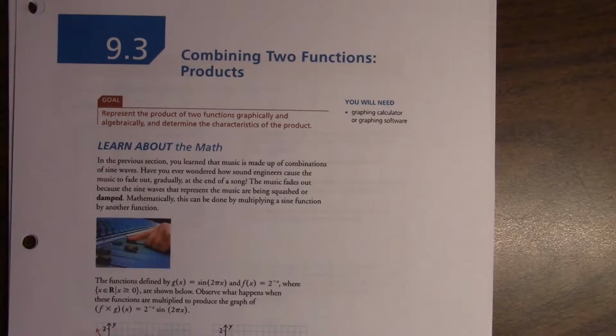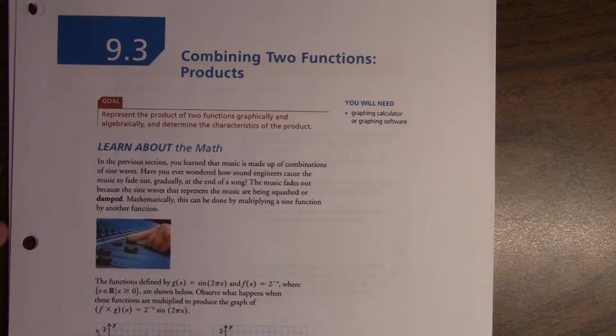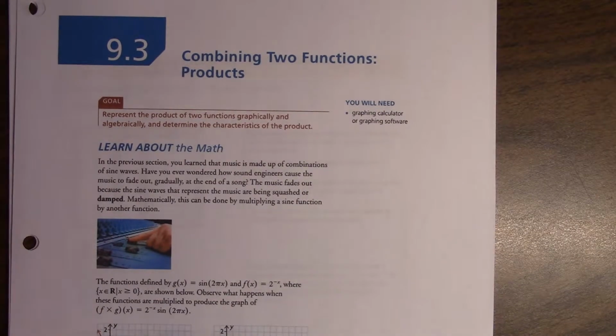Okay, this is 9.3 in your textbooks, combining two functions, or dealing this time with products. Yesterday we talked about the sum and the difference of two functions. Today we're going to talk about when we multiply two independent functions. So the goal is to represent the product of two functions graphically and algebraically and to determine the characteristics of the product.